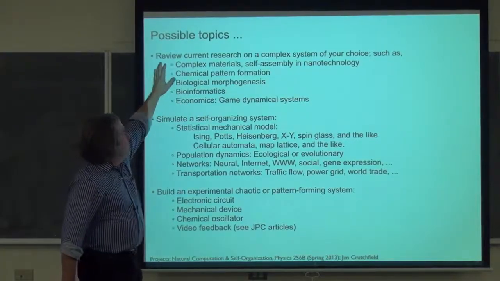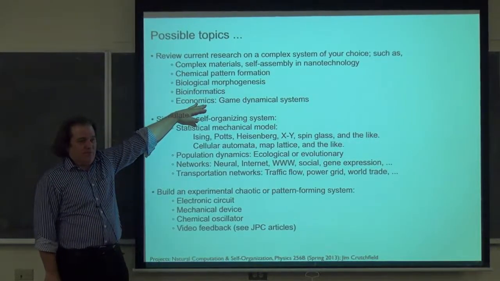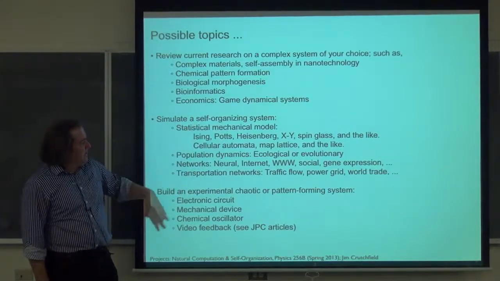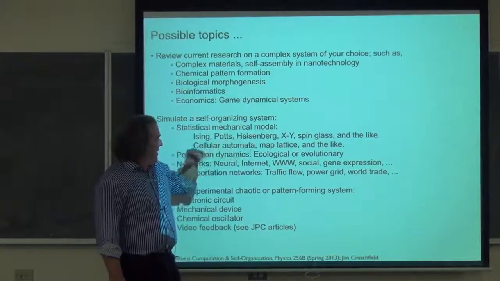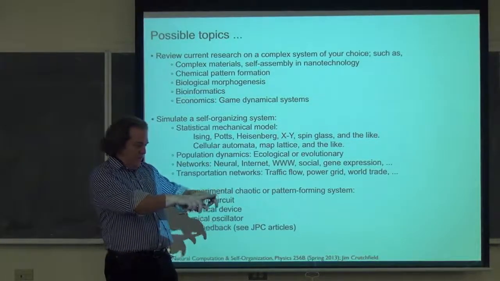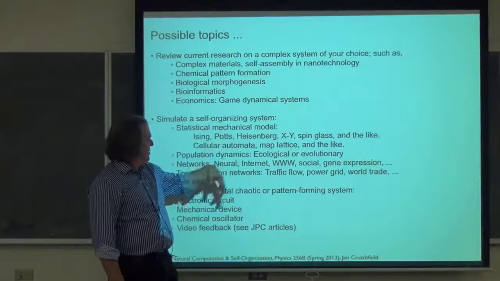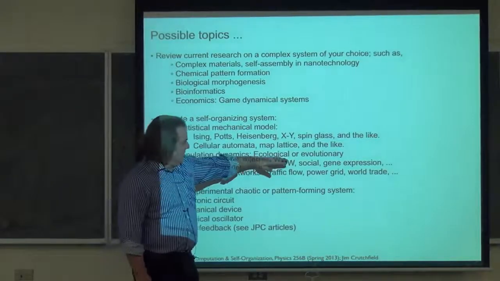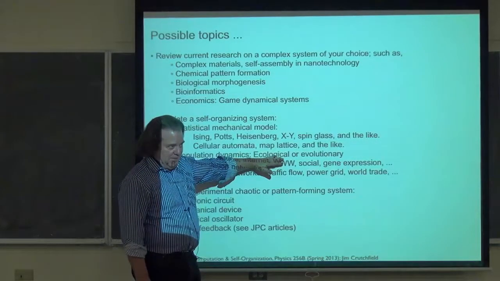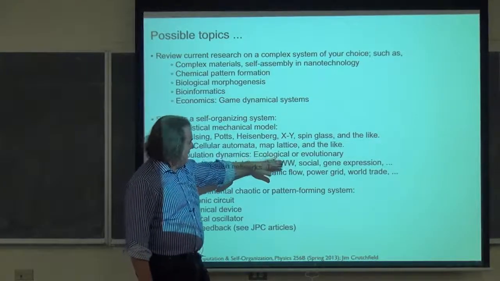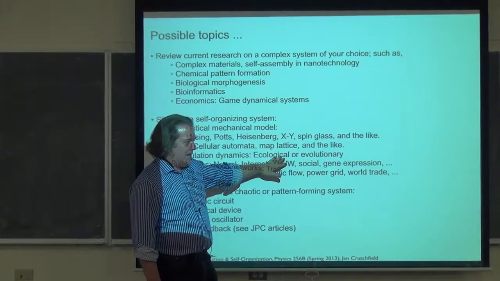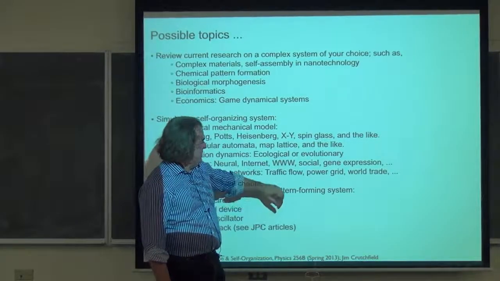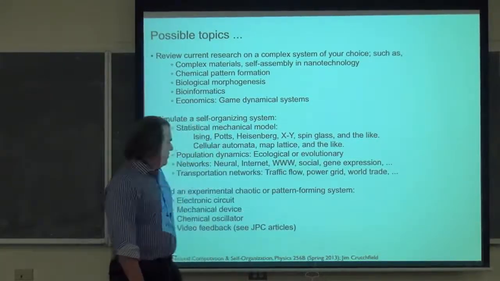So here you could just review what's currently being talked about as a complex system and its information processing properties, or write some code or develop a simulation of some self-organizing system. I already mentioned these very statistical mechanical models: the XY model, basically an array of little clocks that interact magnetically, the Heisenberg model, spins on a sphere, the Potts model, cellular automata, map lattices, population dynamics, certain ecological models, quite interesting, typically nonlinear. There's some debate about whether the chaos that's been seen in ecological models actually applies to real organisms in populations in the environment. Interesting, controversial topic, and then also evolutionary dynamics.